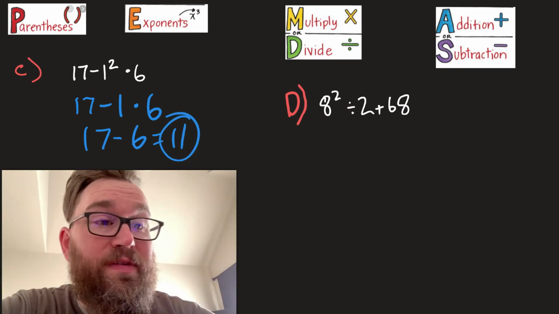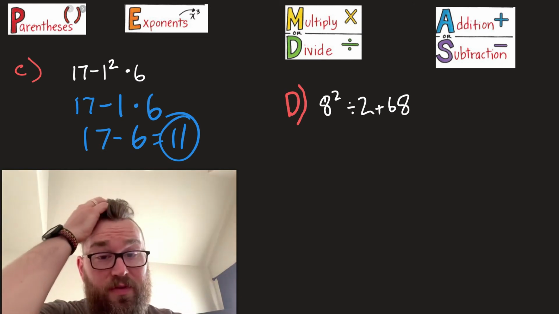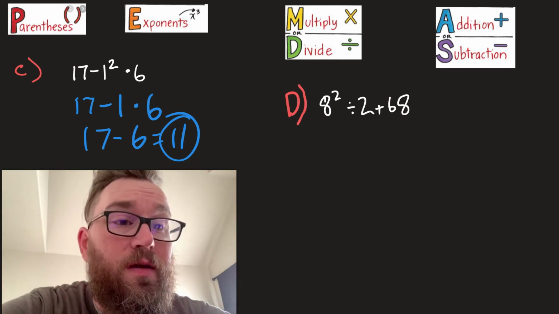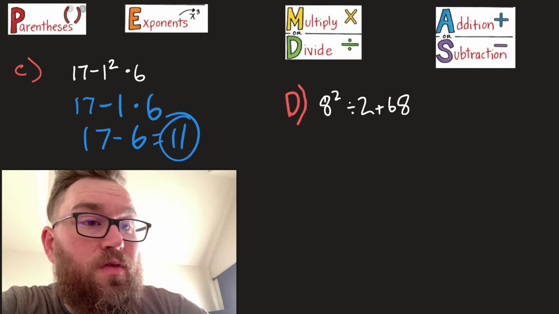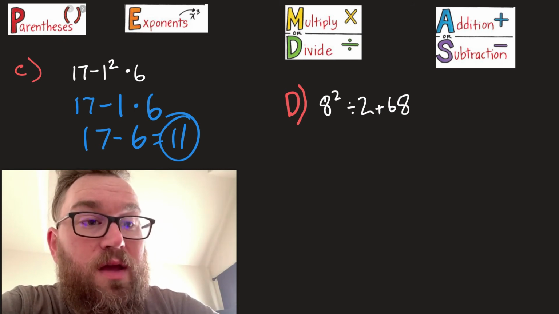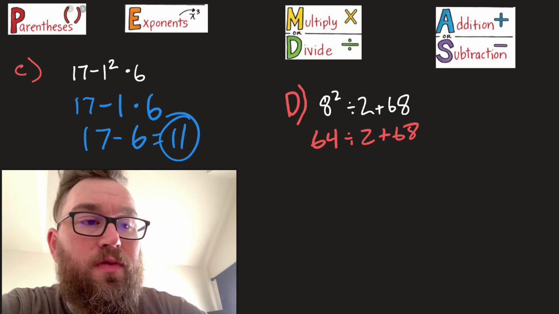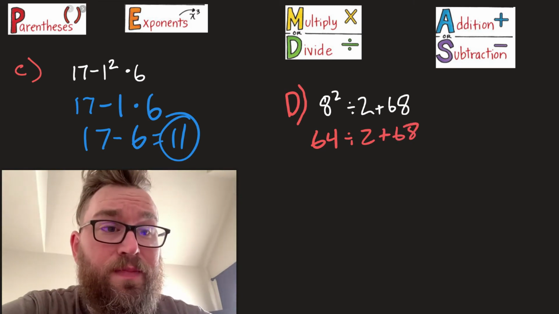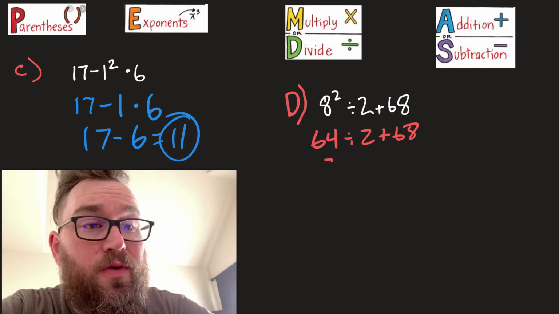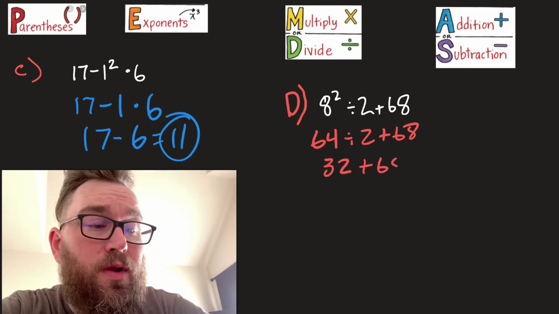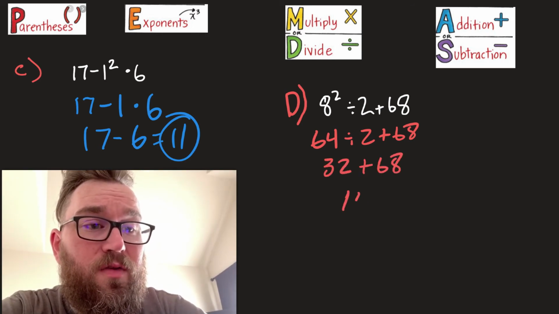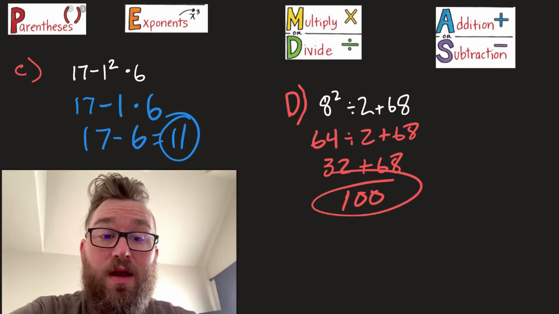All right, let's have you do D up there, 8 squared divided by 2 plus 68. What do you get as an answer for D? All right, so we do the squared first. 8 times 8 is 64. Now we have no parentheses, no exponents. I go into my division. 64 divided by 2 is 32. So 32 plus 68 is my final answer, and that is 100. What's the answer to D?